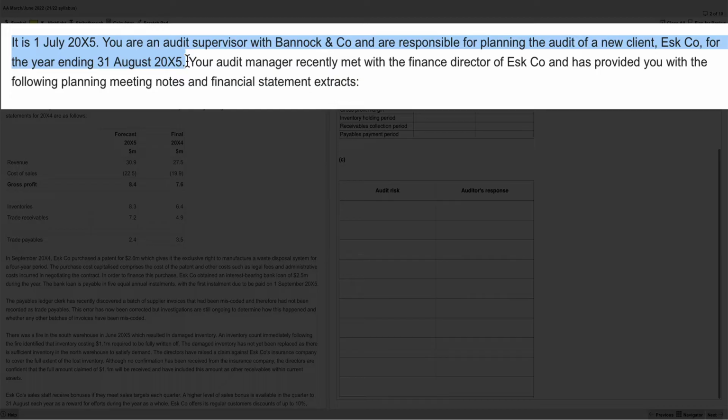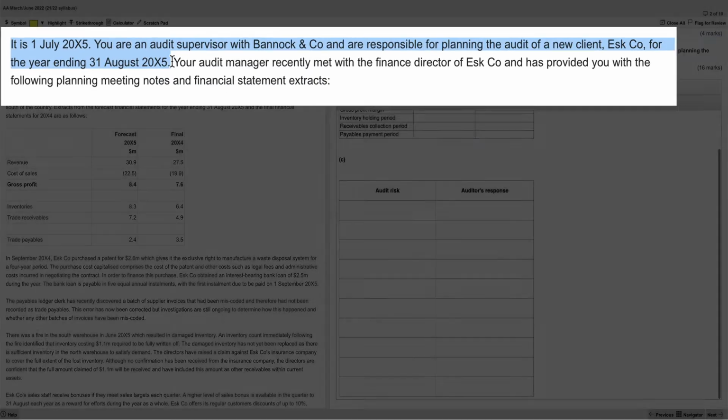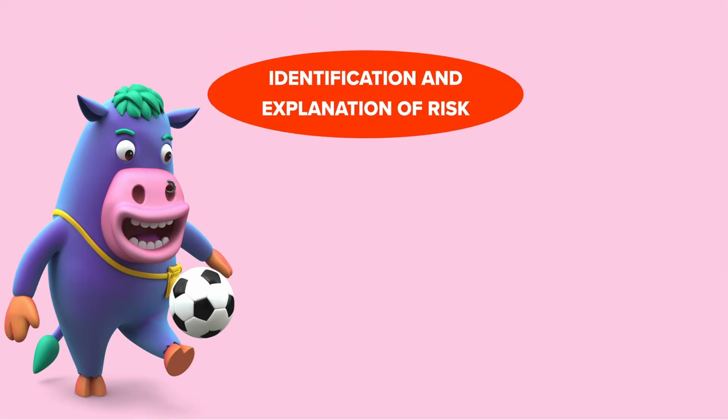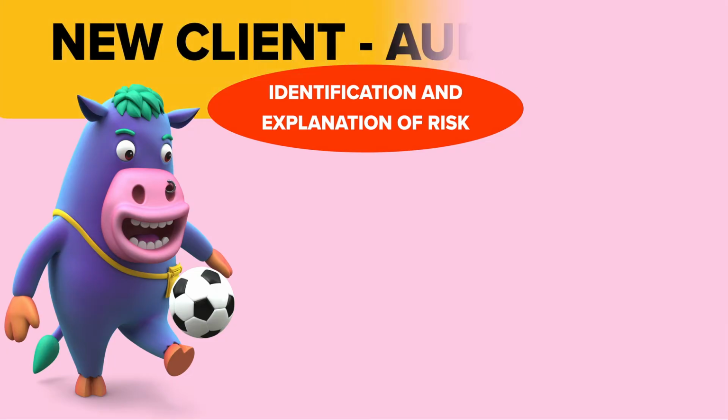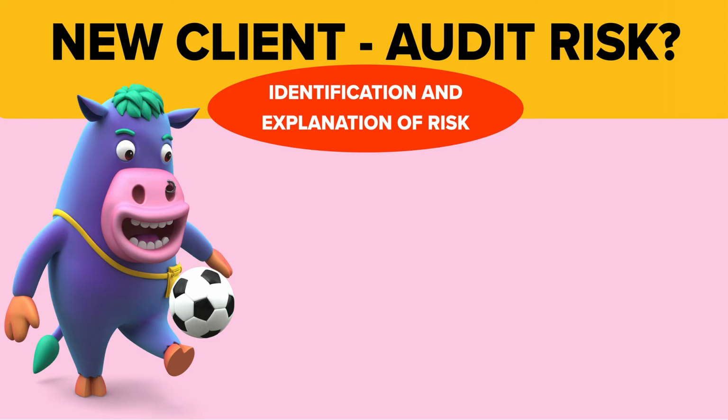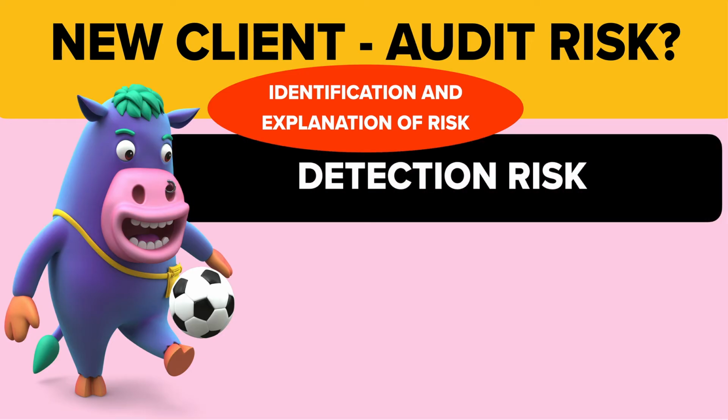It's a new client. Is there an audit risk? So remember, we're trying to identify and explain the risk for 1 mark. And we're thinking a new audit client, that is always an audit risk because we don't know their transactions as well. We don't know their balances very well. We don't know them very well. Our detection risk is a lot higher because we are unfamiliar with them. And that's going to be the same with every new client we take on.